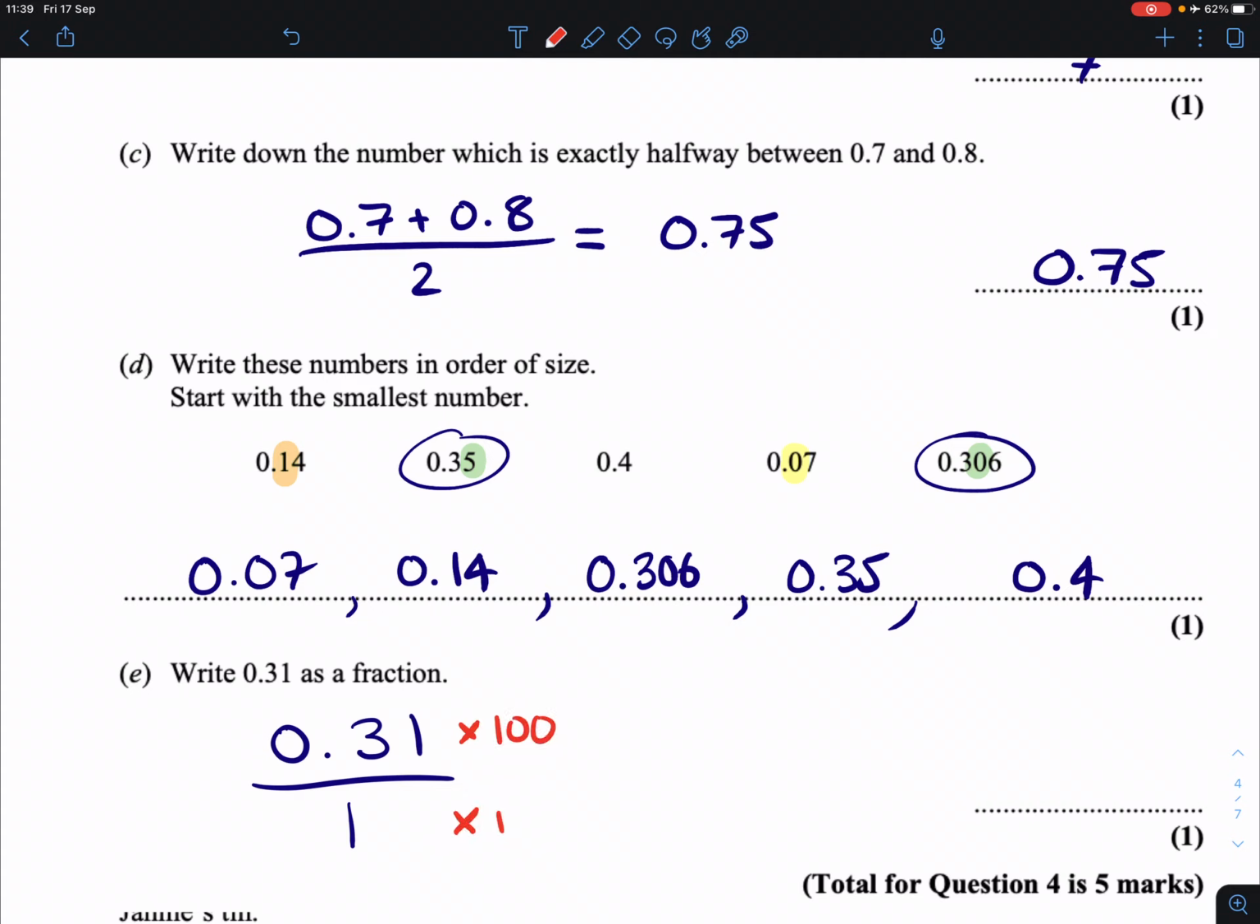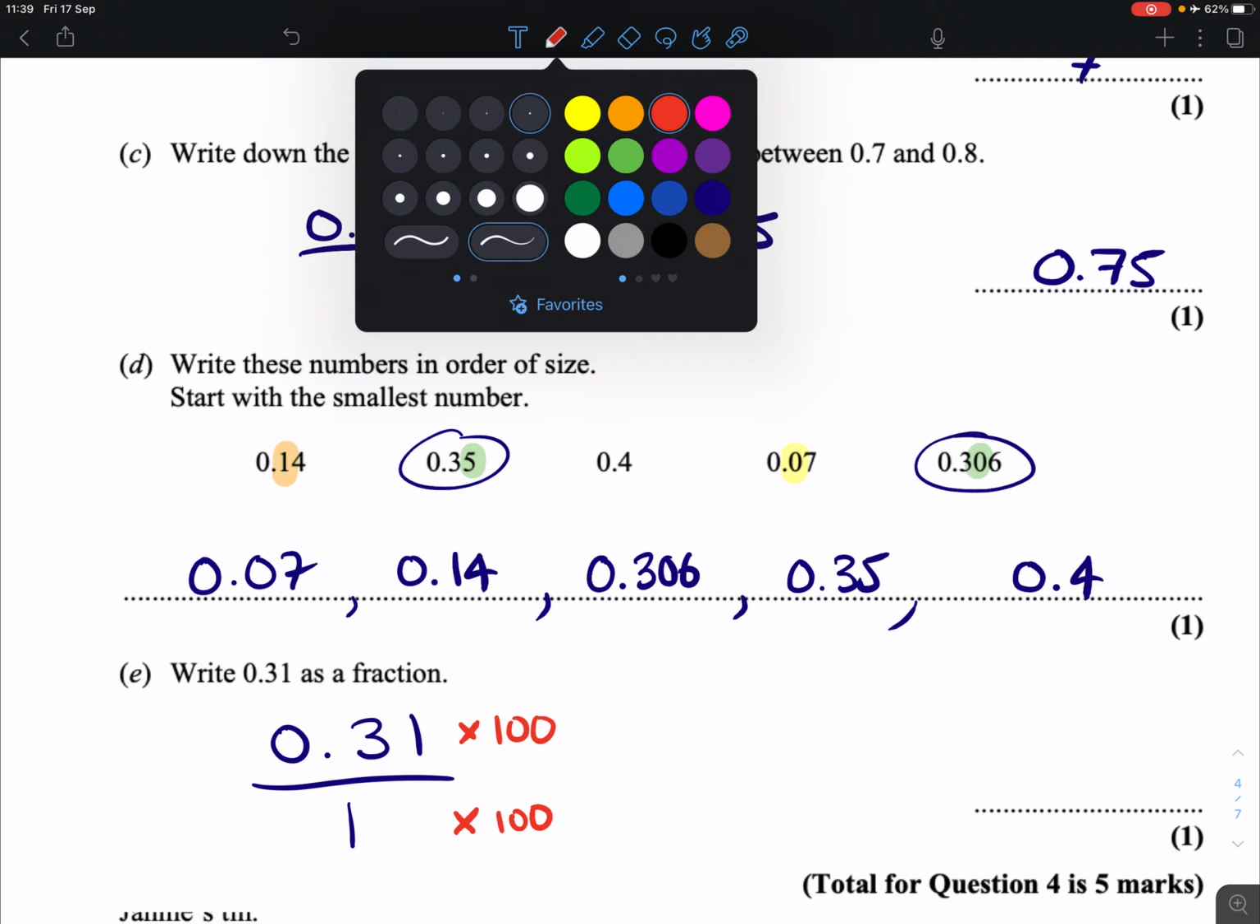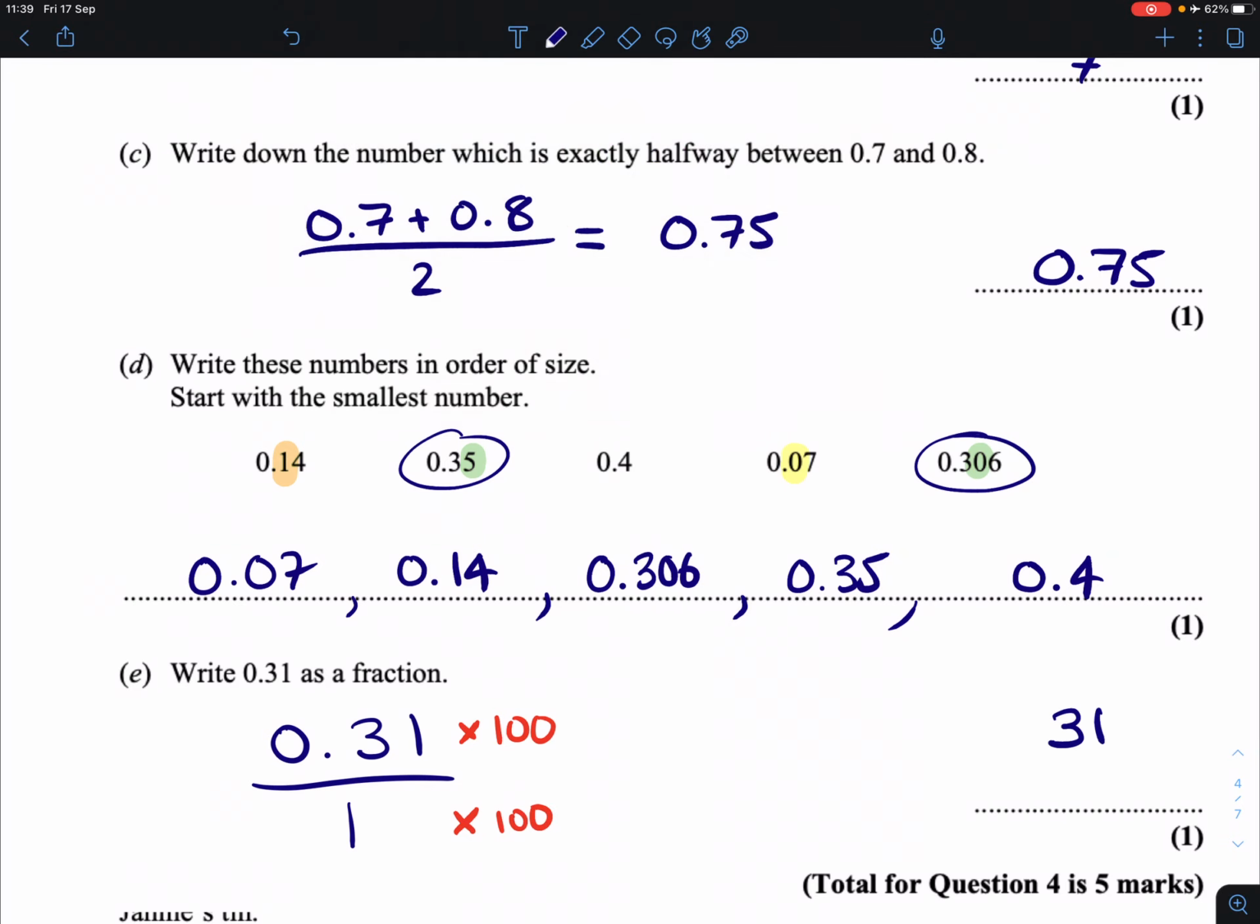If we multiply it by 100, it will do just that. The top will become 31, and the bottom will become 100. This fraction can't be simplified, and the question doesn't actually ask for it anyway. 31 over 100 is our answer to that. Done.